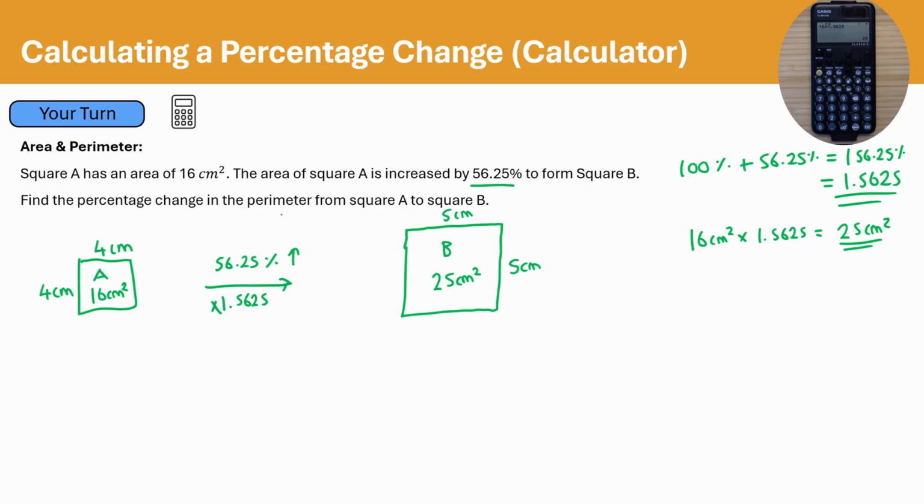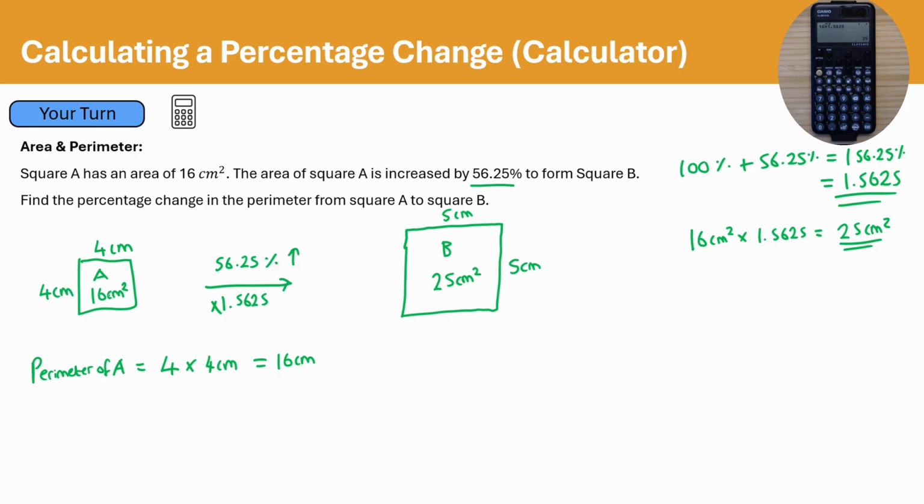Find the percentage change in the perimeter from square A to square B. Let's look at the perimeter of square A. Well, the perimeter is the distance around the outside of the shape. It's a square. There are 4 sides, and each of them are 4 centimeters. So the perimeter is 16 centimeters. Notice that the units are centimeters, not centimeters squared, because it's perimeter, which means it's a distance, not an area.